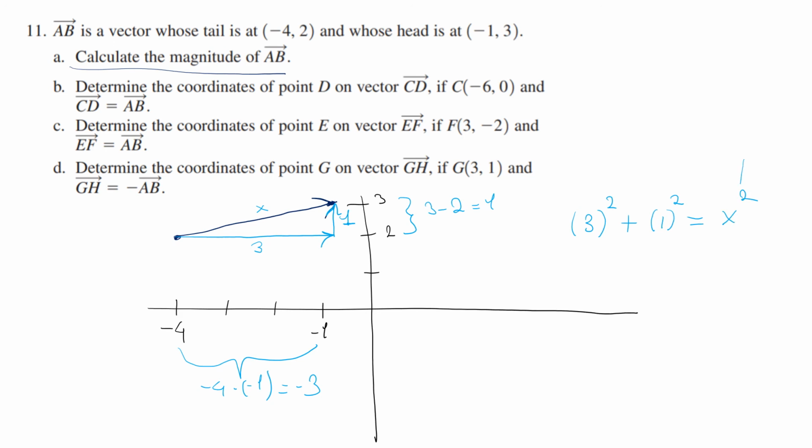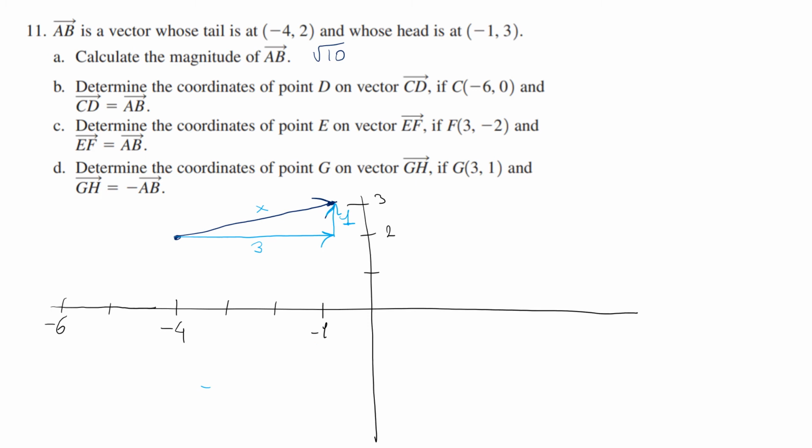Now, to find out what my x is, not x squared, I can just take the roots of each side to get a value of x equaling root of 3 squared plus 1 squared. And that would give me a value of root 10. So that would be my magnitude for AB.